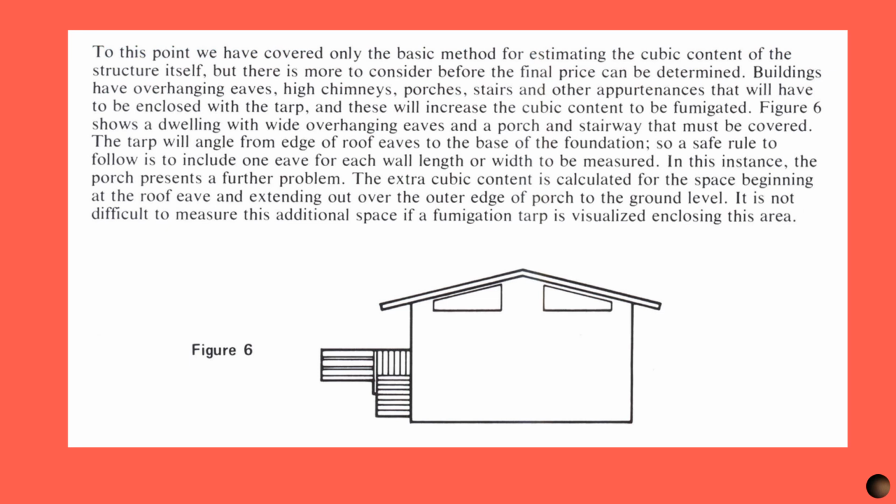Figure 6 shows a dwelling with wide overhanging eaves and a porch and stairway that must be covered. The tarp will angle from the edge of the roof eaves to the base of the foundation, so a safe rule to follow is to include one eave for each wall length or width to be measured. In this instance, the porch presents a further problem. The extra cubic content is calculated for the space beginning at the roof eave and extending out over the outer edge of the porch to the ground level. It is not difficult to measure this additional space if a fumigation tarp is visualized enclosing this area.